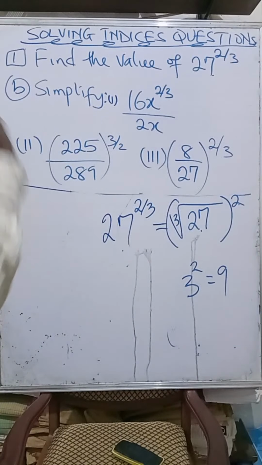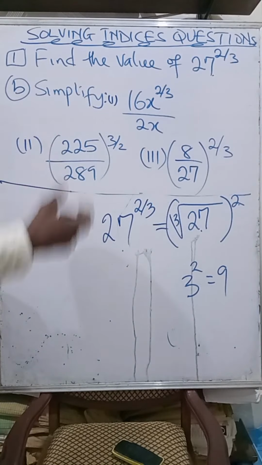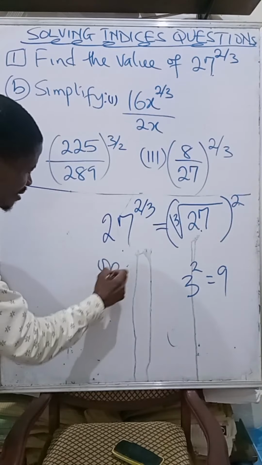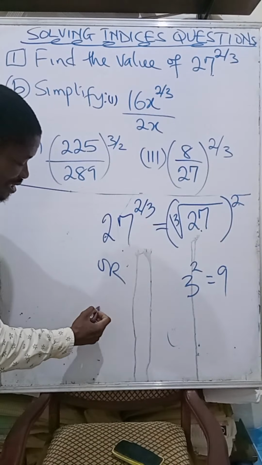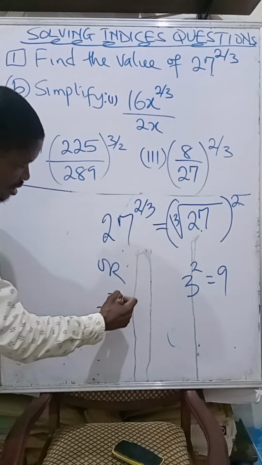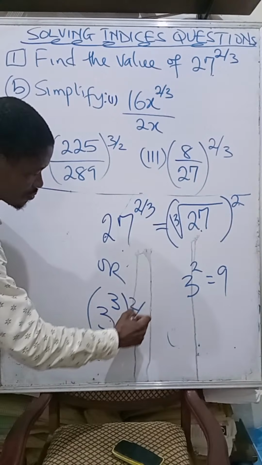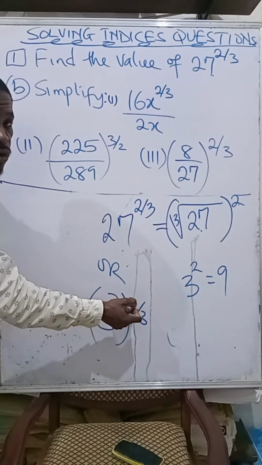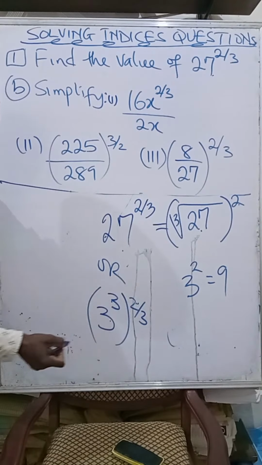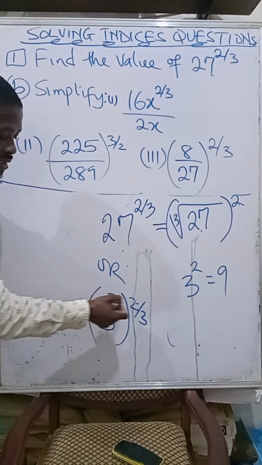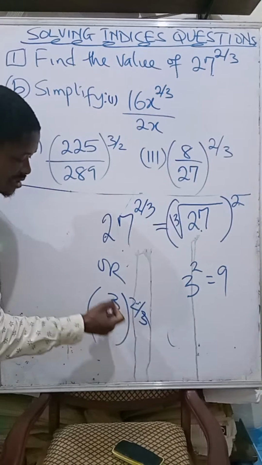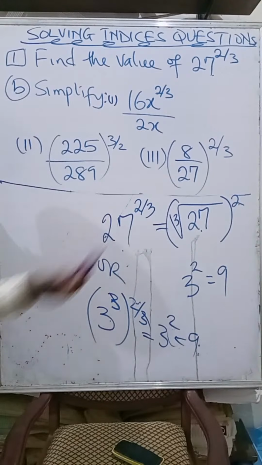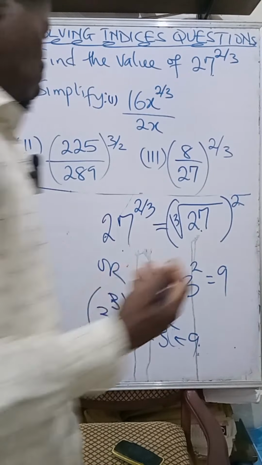We can as well solve it in another way. 27 you can make it 3 to power 3. So using one of the laws, you have your inner power and your external power, then inner times the outside power. So this one and this one cancel. We have 3 squared equal to 9. So you can use any one, the choice is yours.